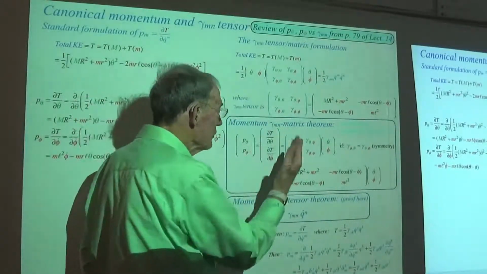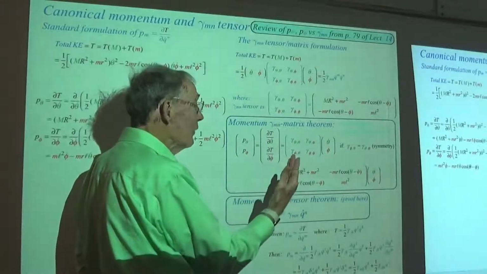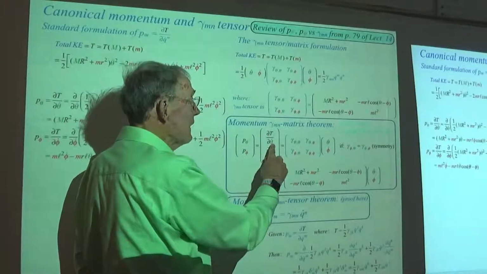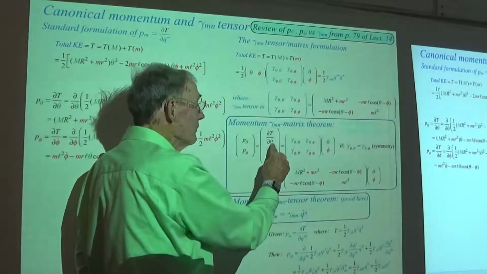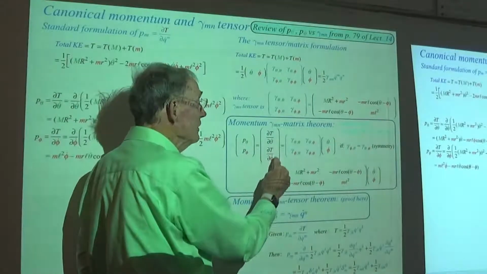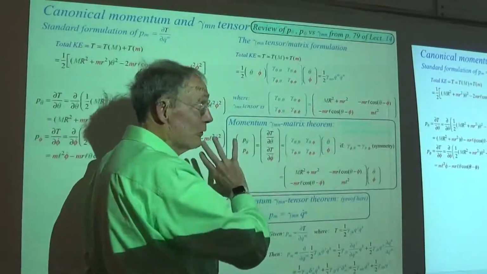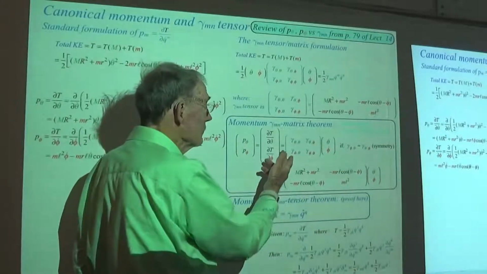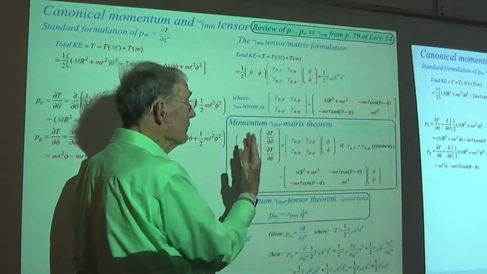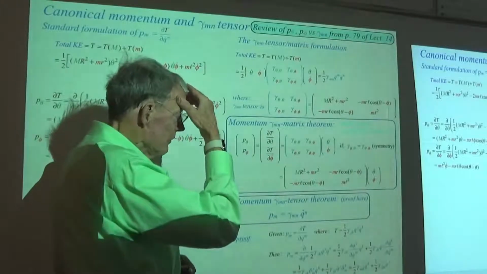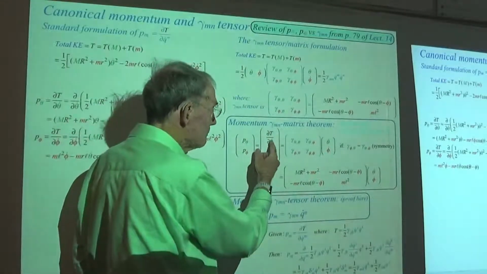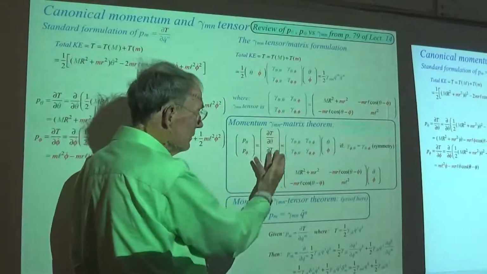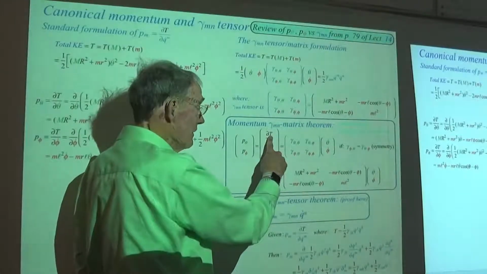The potential energy is not allowed to have velocity dependence. If it does, it's a whole different thing. We'll talk about that when we do electromagnetism. But here we don't have that. So this would be the same as the derivative of the Lagrangian.